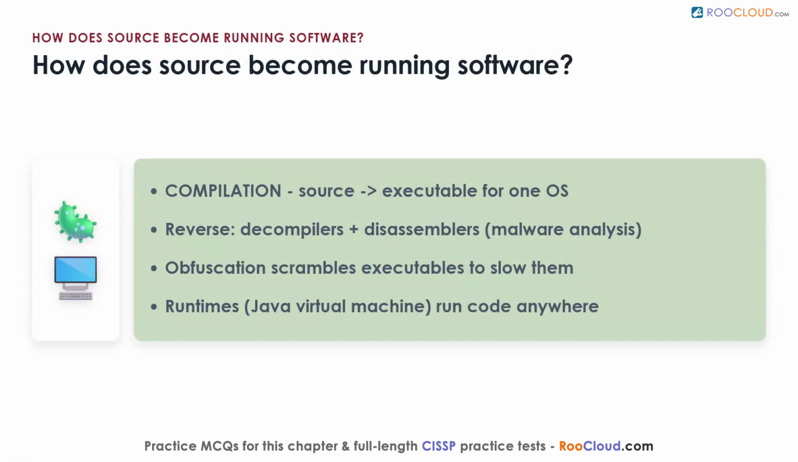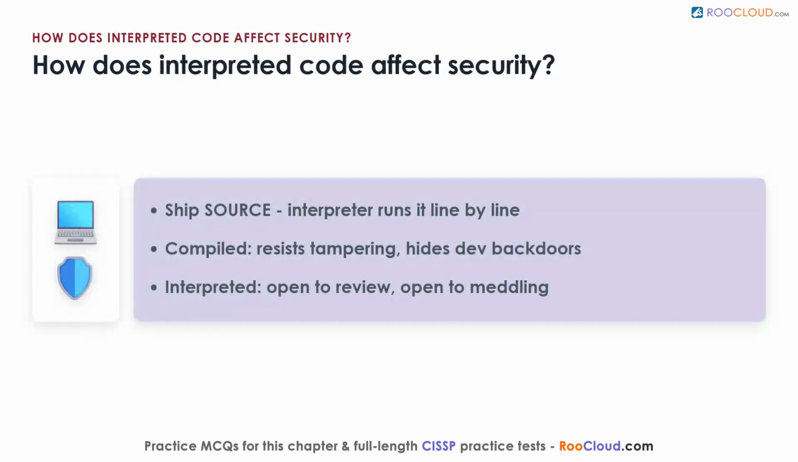How does a program actually get from source code to running software? Two paths exist: compilation and interpretation. A compiled language uses a compiler to translate the human-readable source into an executable file built for one operating system, and that finished file is what you hand to users. Normally, nobody can read the original instructions inside it, but reverse engineering specialists use decompilers and disassemblers to work backward towards source or assembly, which is handy for malware analysis. Obfuscation deliberately scrambles an executable to slow those tools down. Some languages instead lean on a runtime, like the Java virtual machine, that users install so the same compiled code runs anywhere. How does interpreted code differ?